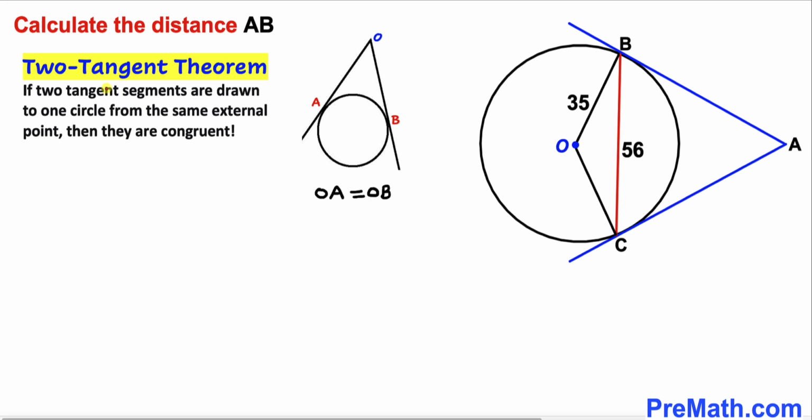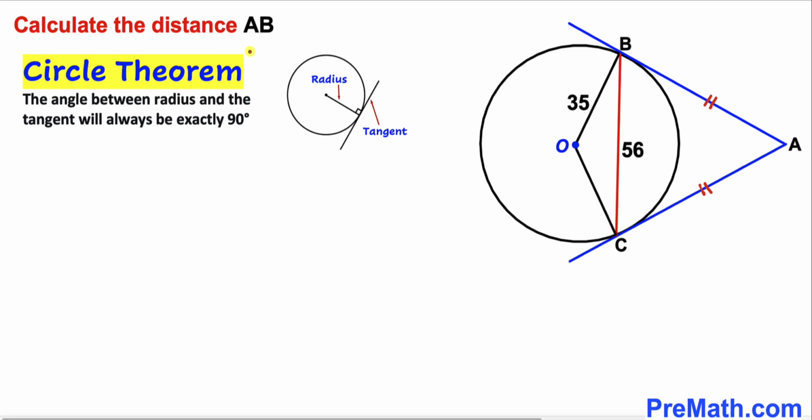And now let's recall the two-tangent theorem. According to this theorem, if two tangent segments are drawn to one circle from the same external point, then they are congruent, as you can see in this diagram. In our case, this AB is going to be equal to this AC.